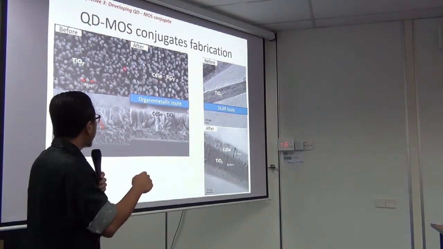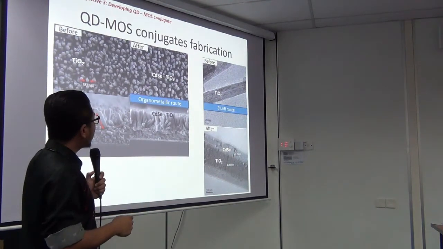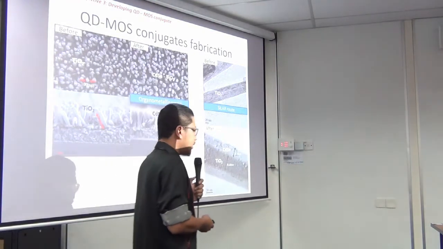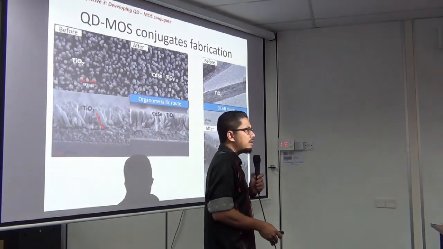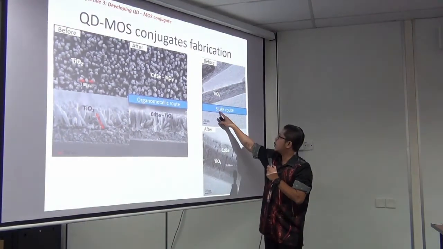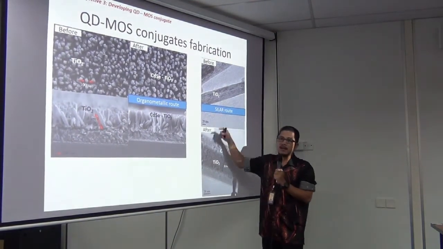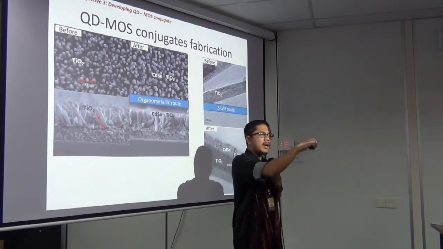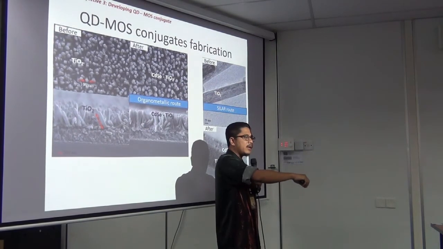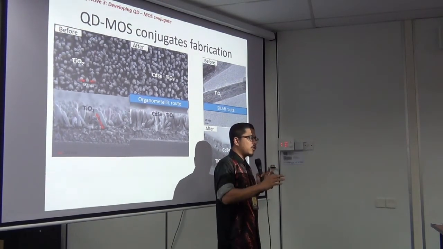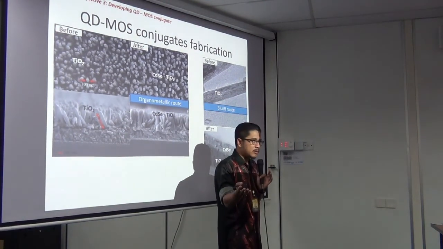This is using the organometallic route. And how about if you use the SILAR route? SILAR is very easy. The name is very lengthy: Successive Ionic Layer Adsorption and Reaction. The thing is that we just immerse, just like you immerse your TiO2 inside the dye solution, right? So we have a few beakers. We want to produce CdSe quantum dots onto the MOS.